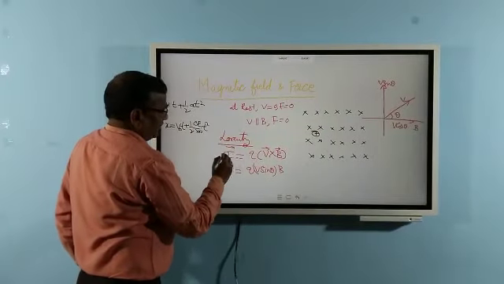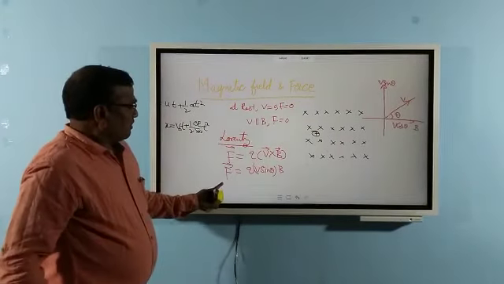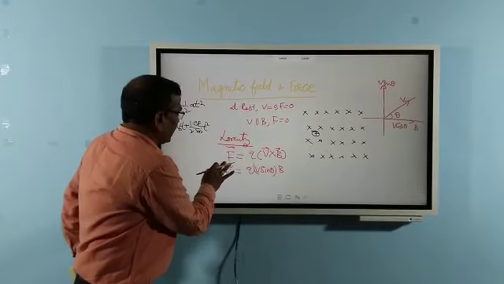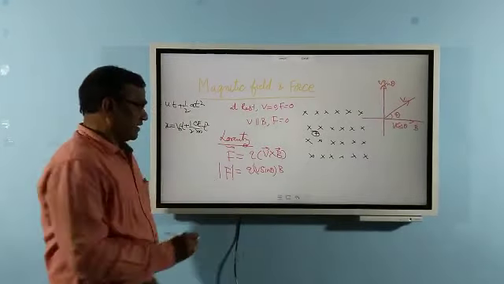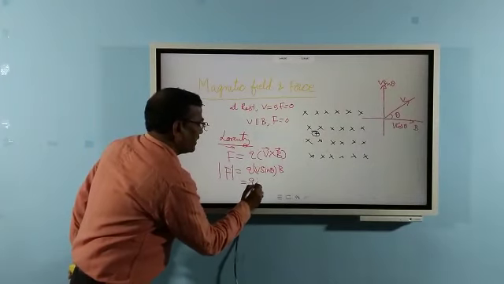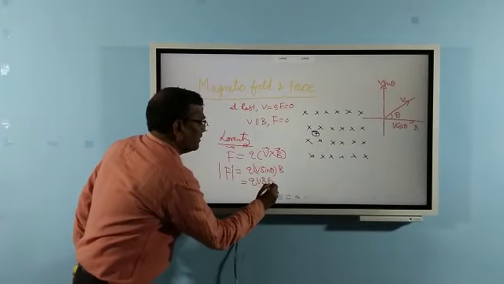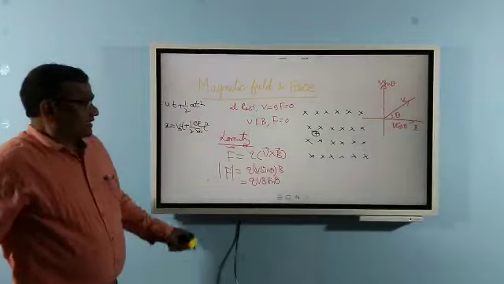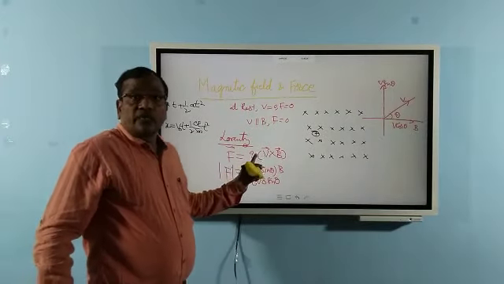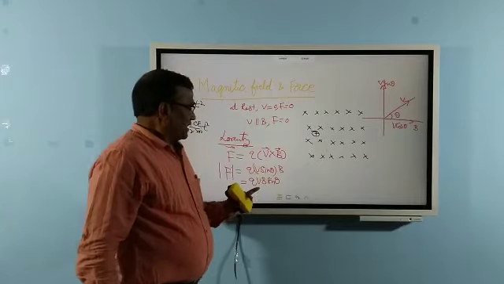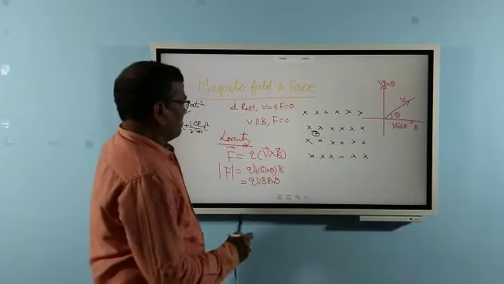So here, in the case of the force, the magnitude of the force can be written as qvB sin theta. The magnitude of the force is qvB sin theta. The same thing can be written in vector form: F is equal to q into v cross B. So this is the force experienced by the charged particle.